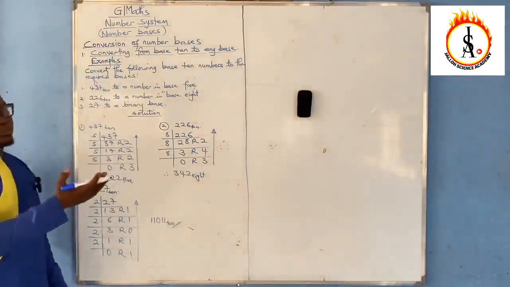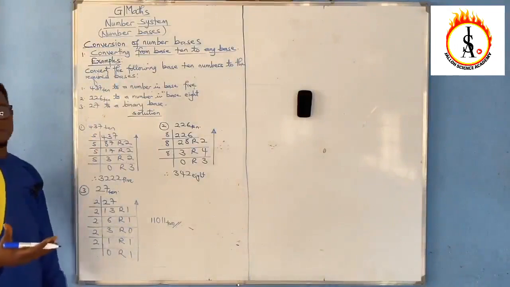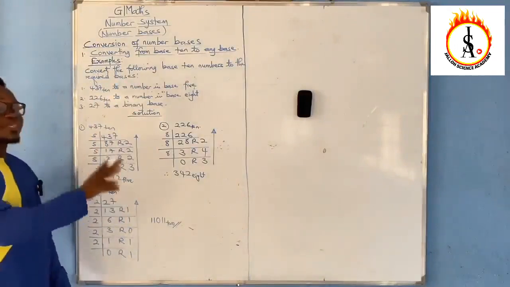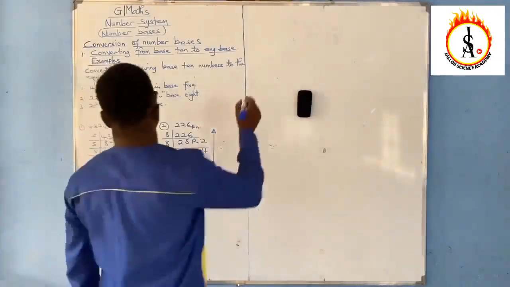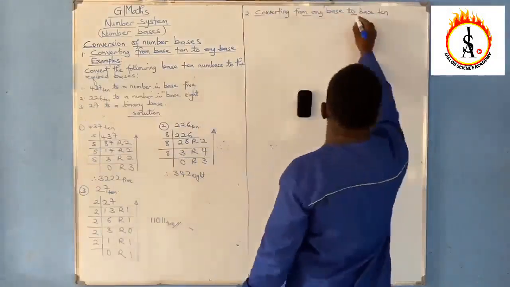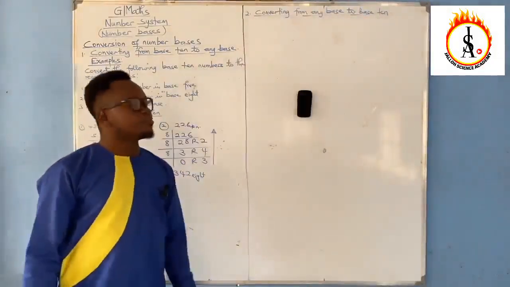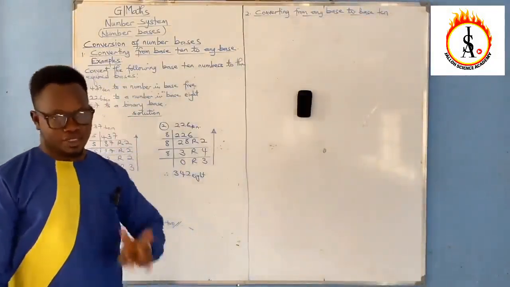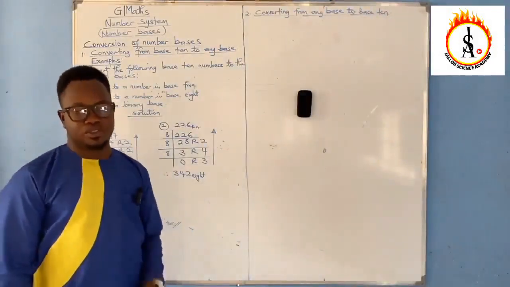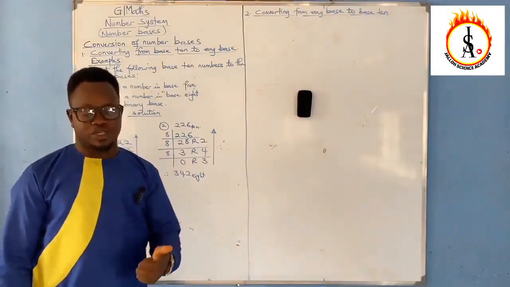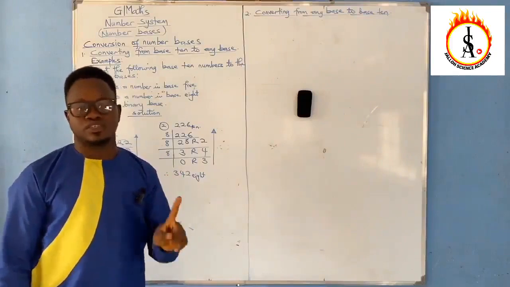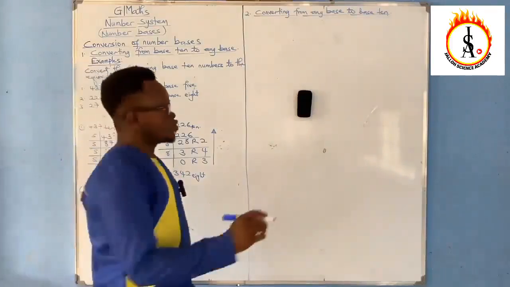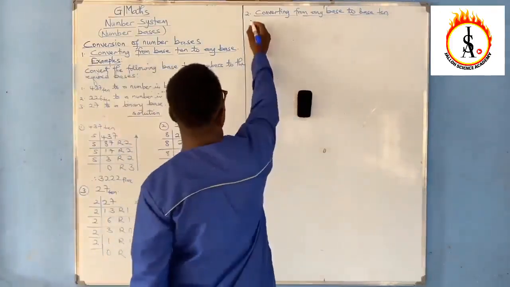Next, we're going to look at the other aspect, that is converting from any base to base 10. In converting from any base to base 10, there are 2 applicable methods. One is a power expansion method. 2 is a successive multiplication method. So we're going to start off with the power expansion method.